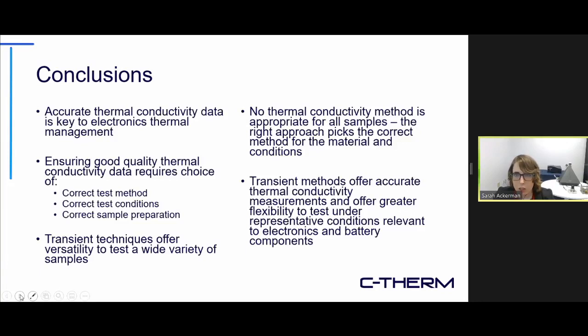Transient methods do offer, however, very accurate thermal conductivity methods and offer a great level of flexibility to test your samples under conditions that will be relevant to your final end use application.